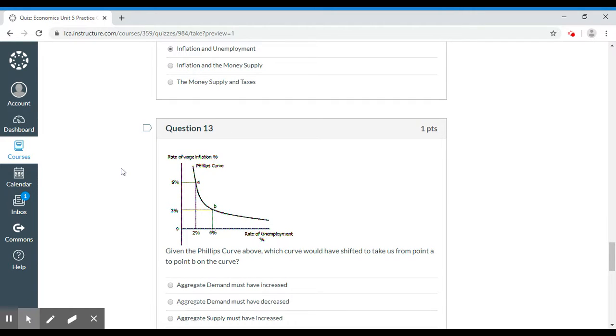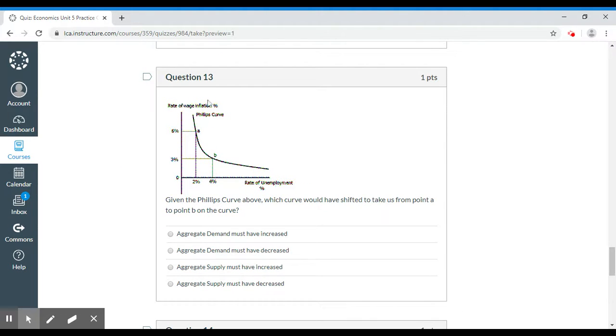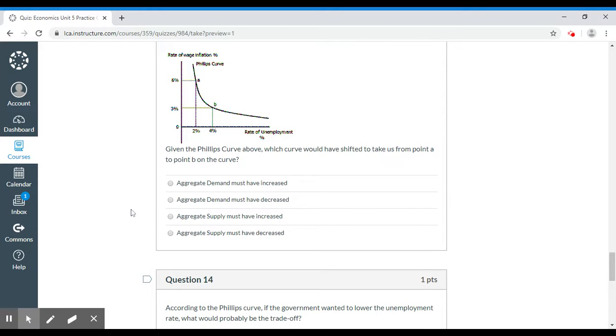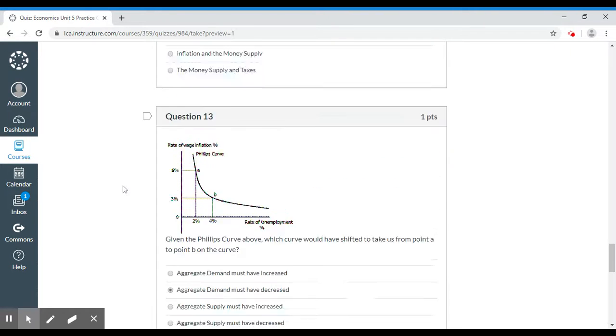Of course, if you look at the graph right below it, a little bit hard to read there, you see rate of wage inflation essentially, and unemployment on this axis. So that's what it's measuring. Given the Phillips curve, what curve would have shifted to take us from point A to point B? If you're looking on that aggregate supply, aggregate demand graph that we did at the beginning of the unit, if you decrease aggregate demand, that's going to make inflation go down and unemployment go up. So aggregate demand must have decreased in order to make that happen.